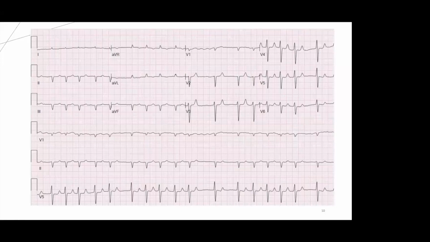Does anyone want to just highlight some abnormalities on the ECG that they see? Atrial fib. Yeah, great. There's some low voltages. Yeah, laterally, and maybe a little bit anteriorly as well. Yeah, exactly. So low voltage, atrial fib, all kind of suspicious here.